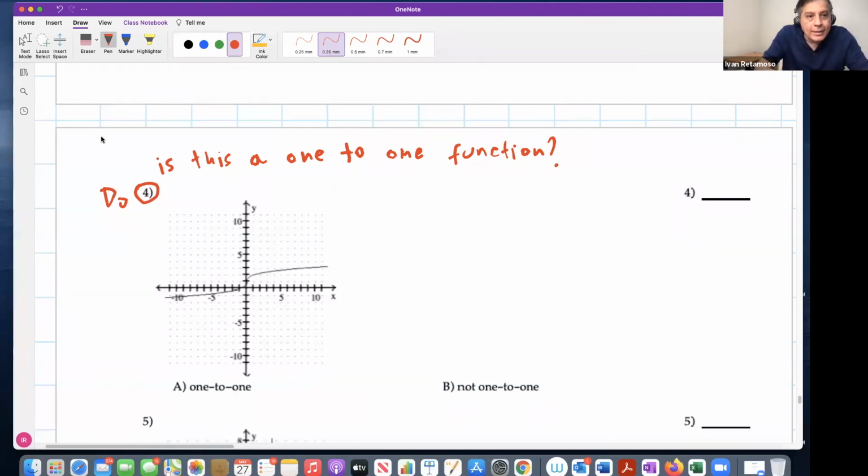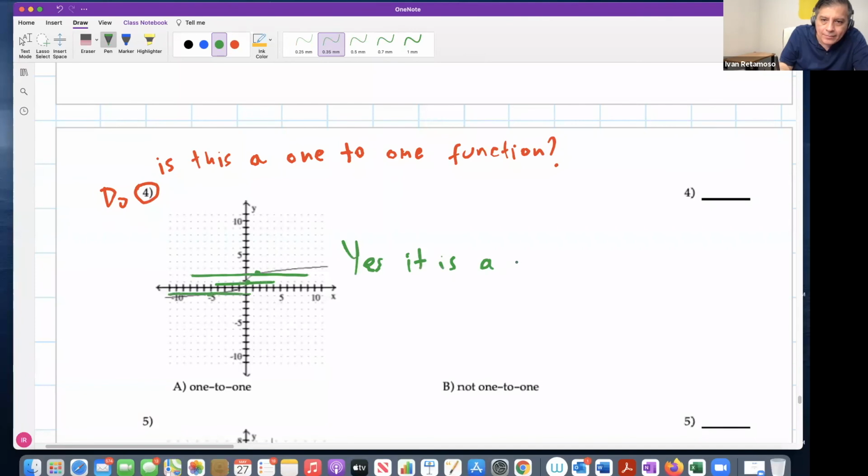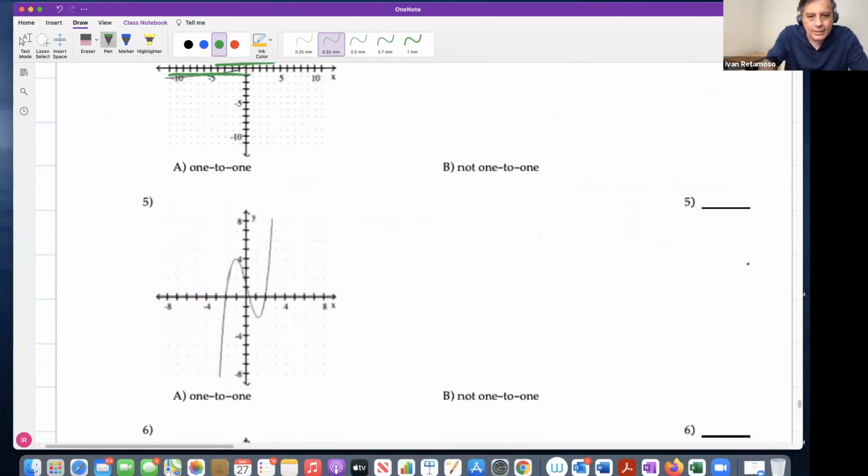Very good, Julie. It passes the horizontal line test, right? Notice this looks like a snake, right? But what is important is when you draw horizontal lines, no matter what horizontal line you draw, they will meet the curve just once. So then, yes, it is a one-to-one function. Excellent. I think this one, two more.